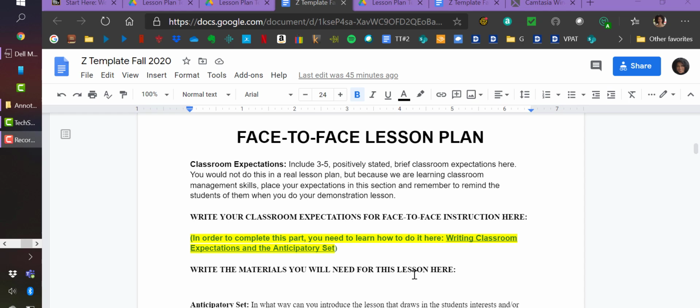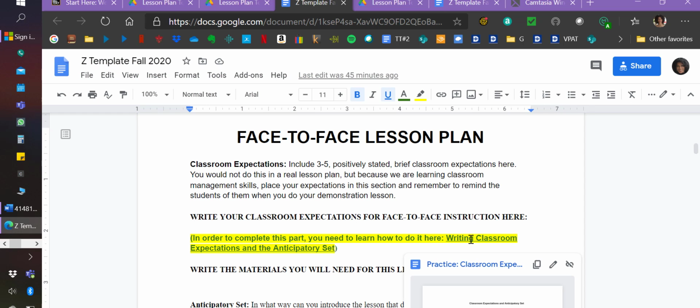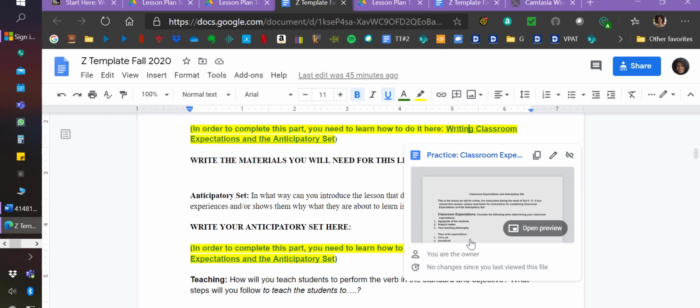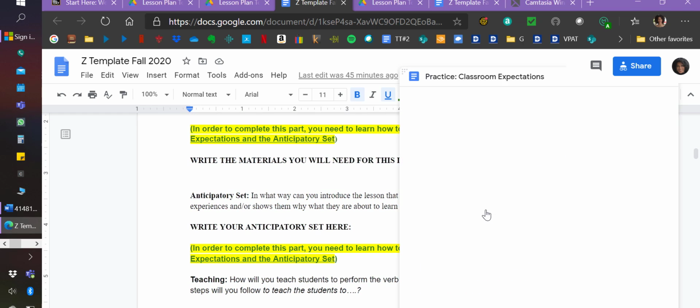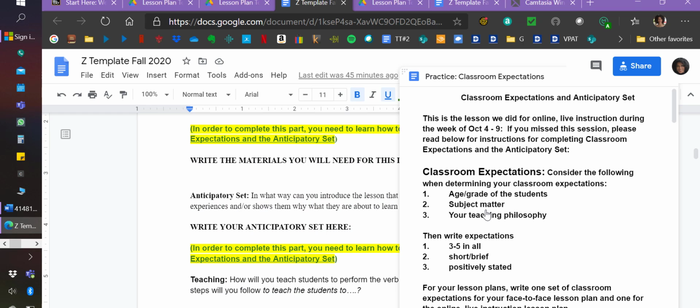The next part says write your classroom expectations for face-to-face instruction here. And I have this nice little highlighted section that says in order to complete this part, you need to learn how to do it here. And if you click on this link, it is a live link, you're going to see that it opens up to some instructions. And so once that opens up, click on it again so that you can see it all the way open. And let's read what we are going to write on our lesson plans.